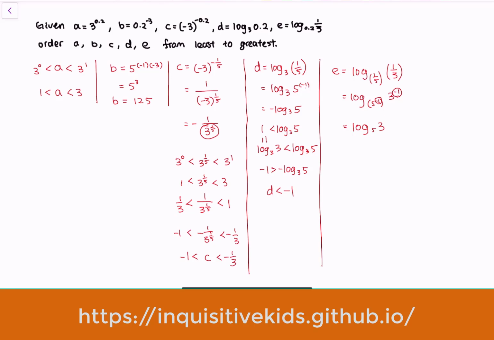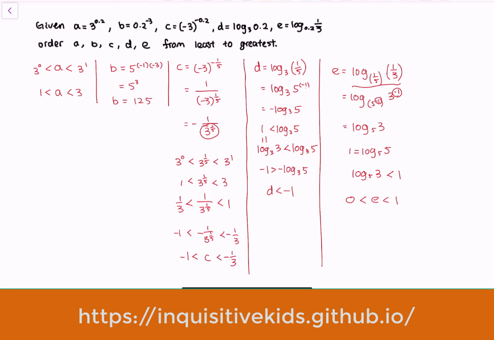We know that 1 is equal to log base 5 of 5. And so log base 5 of 3 must be less than that. This means that e is less than 1. And is e negative or positive? Well, when we look back at our original logarithm, we see that e must be greater than 0. So e is between 0 and 1.